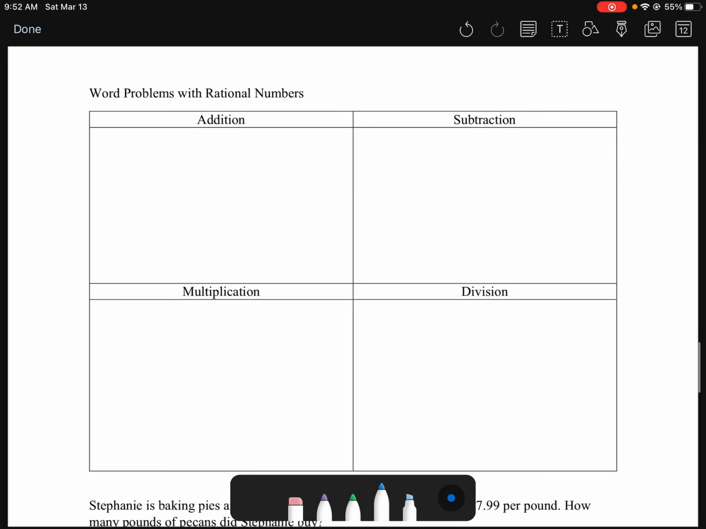For word problems, it's important to know what kind of keywords are telling us what operations we are dealing with. I have a table here. I want you guys to try to think of some words that mean these different operations.